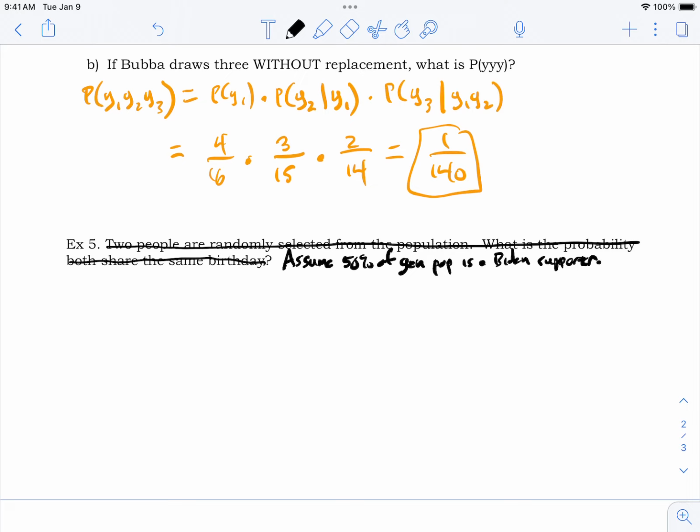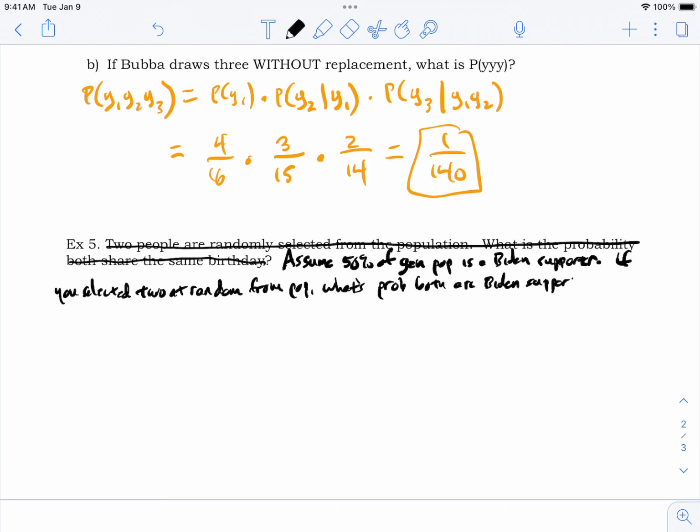They say, oh yeah, vote for him and all that stuff. So if you selected two people at random, so I'll say from the population, what's the probability both are Biden supporters?